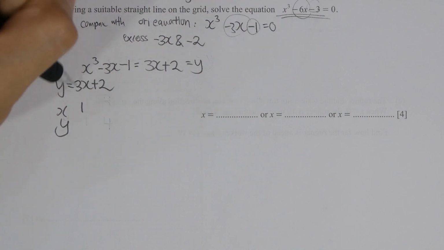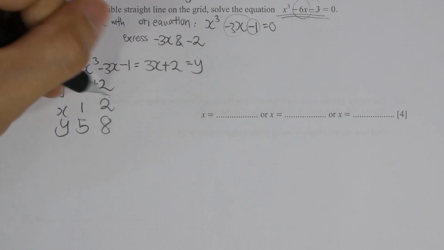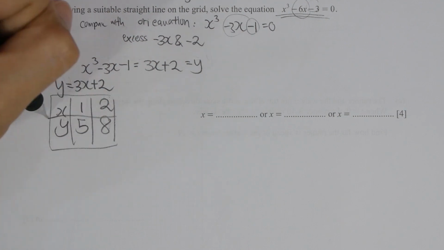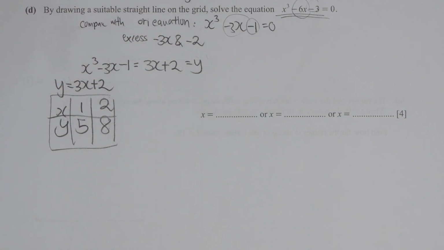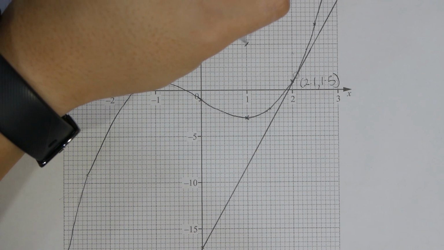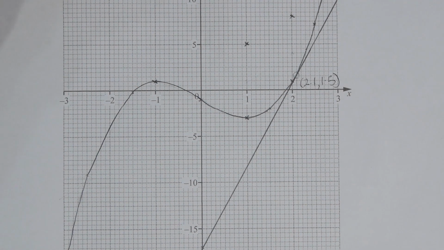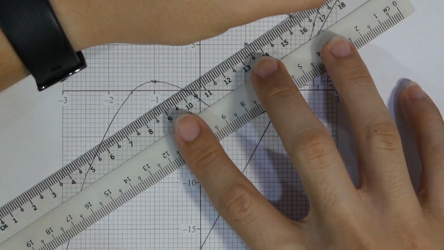So I said that when x equals 1, y's corresponding value would be 5, and when x is 2, y will be 8. So with these two coordinates, we can now construct the last line here and identify the intersection. So we have negative 2.1, 0.5, and 2.7 as the final results.